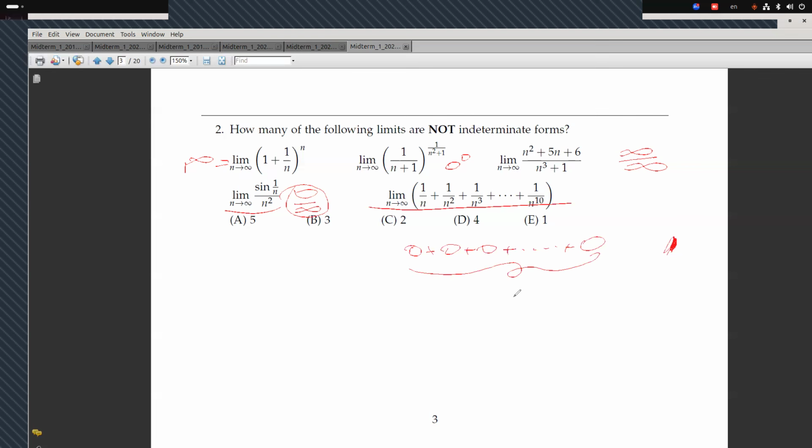10. 0 plus 0 plus 0, 10 times. Is this an indeterminate form? No. So we have two examples of not indeterminate forms.